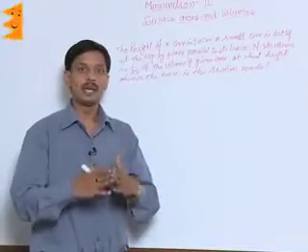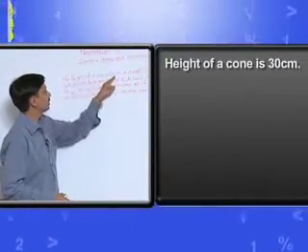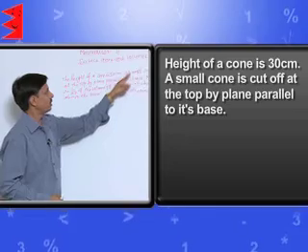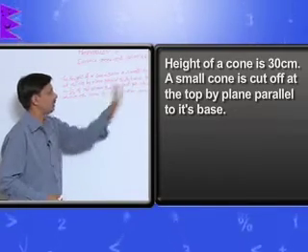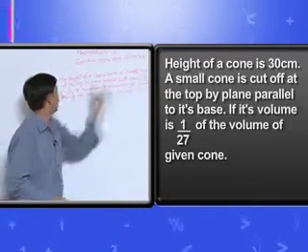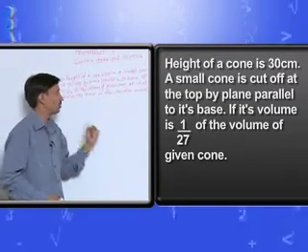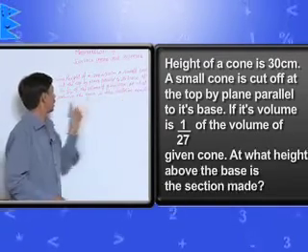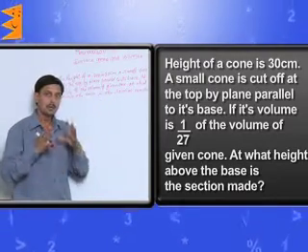Now I am taking another application based question. Example, the height of a cone is 30 centimeter. A small cone is cut off at the top by a plane parallel to its base. If its volume is 1 upon 27 of the volume of the given cone or original cone, at what height above the base the section has been made?